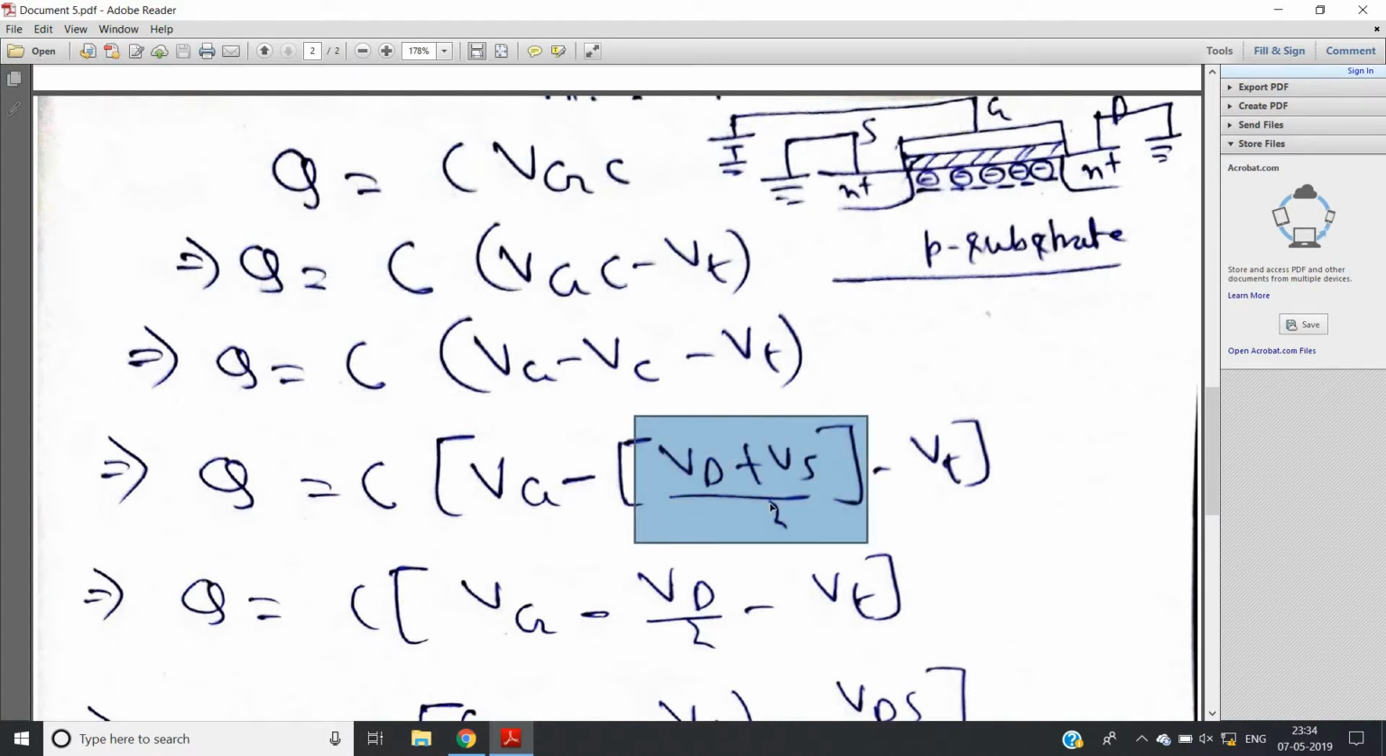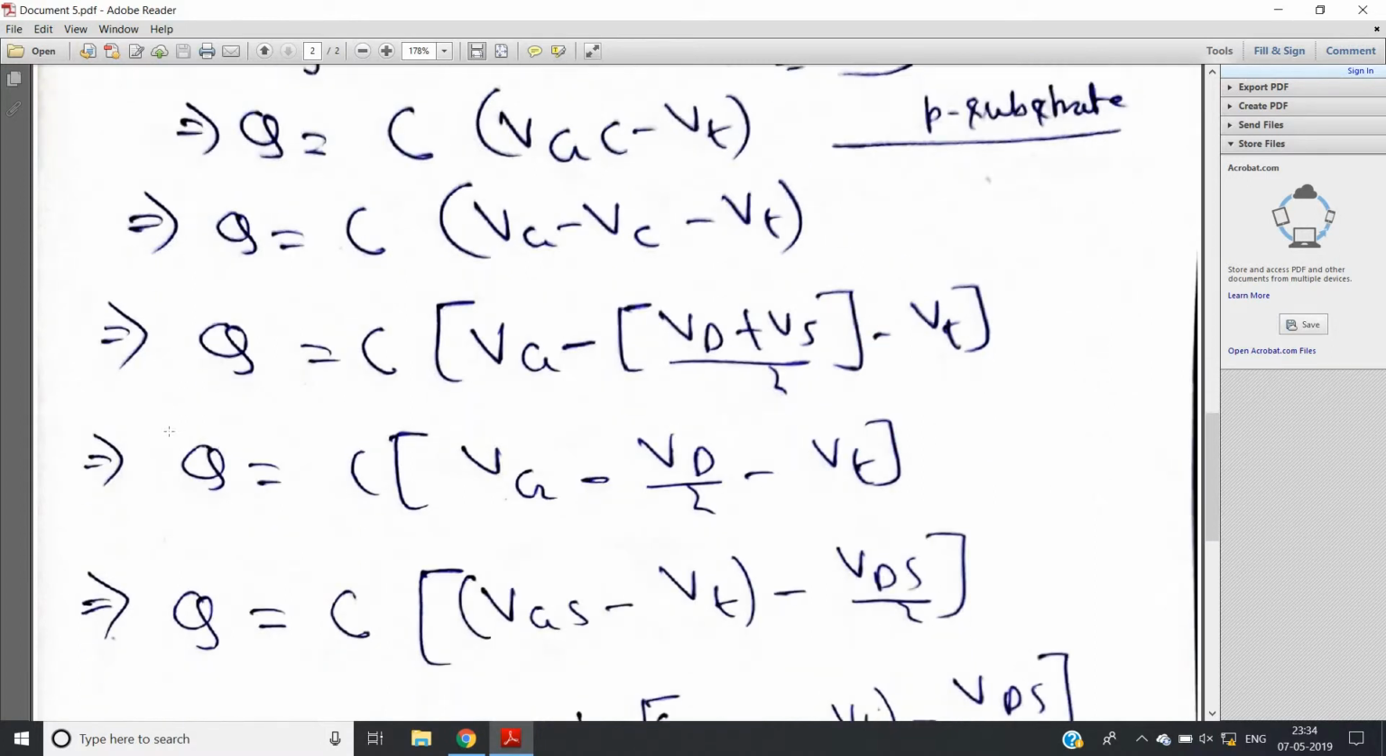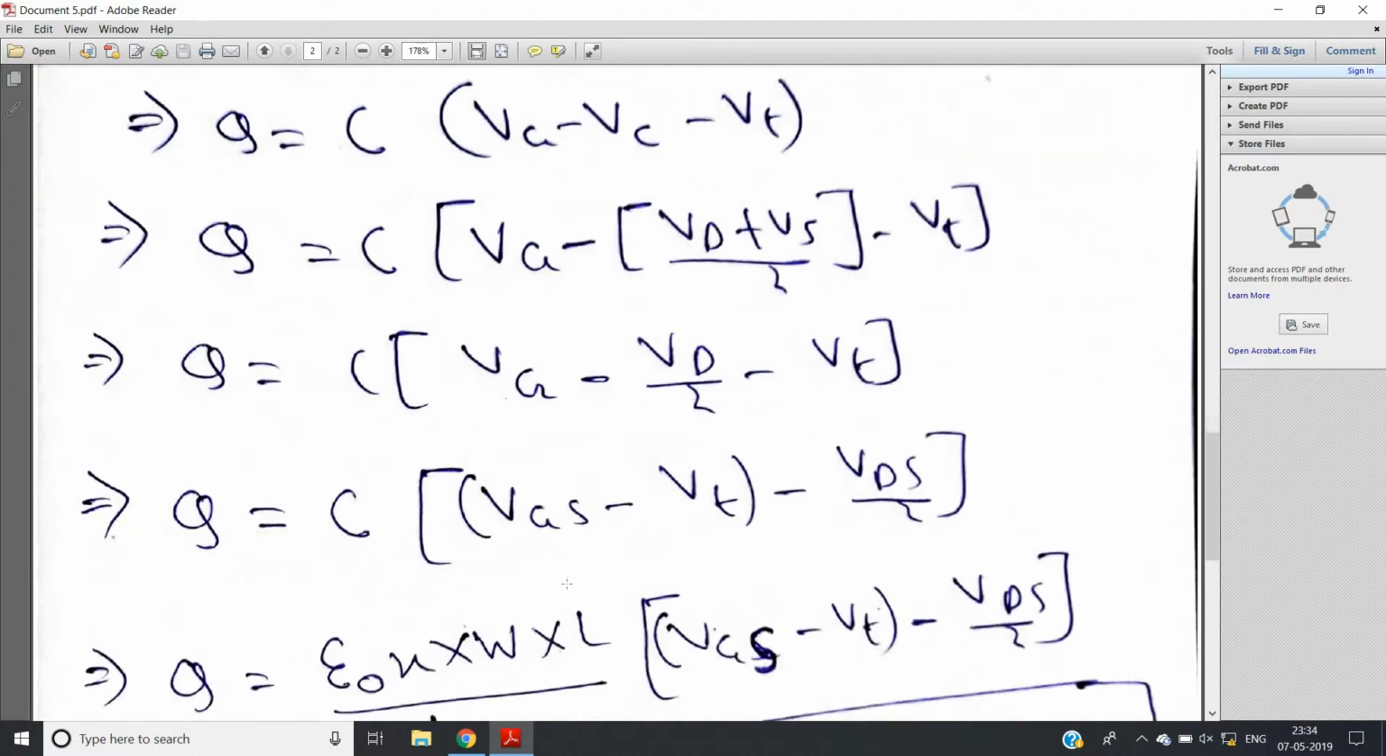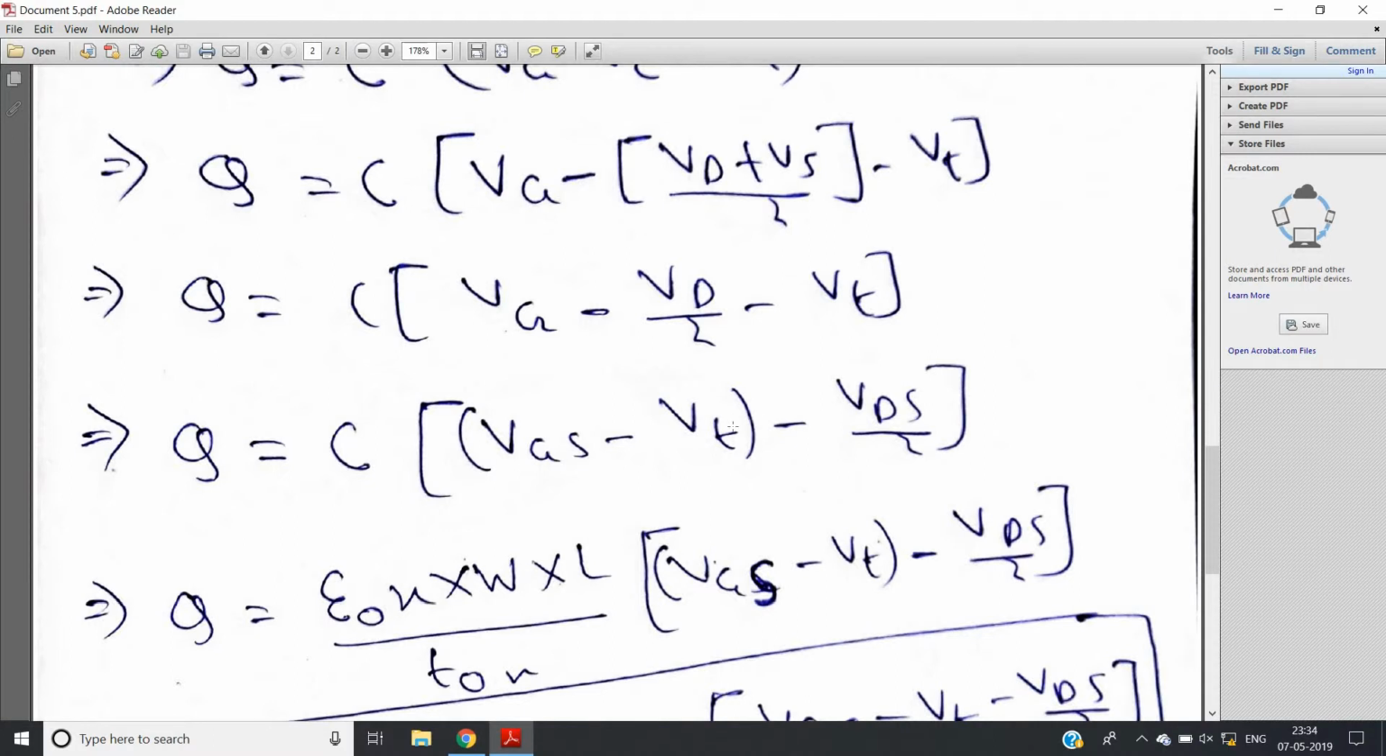Now let us try to derive it in a more general way. Generally we take Vs as 0, so Q is equal to C into Vg minus Vd by 2 minus Vt. Vg is nothing but Vgs, because from the derivation the source is grounded, so Vg equals Vgs, minus Vt minus Vds by 2, right?